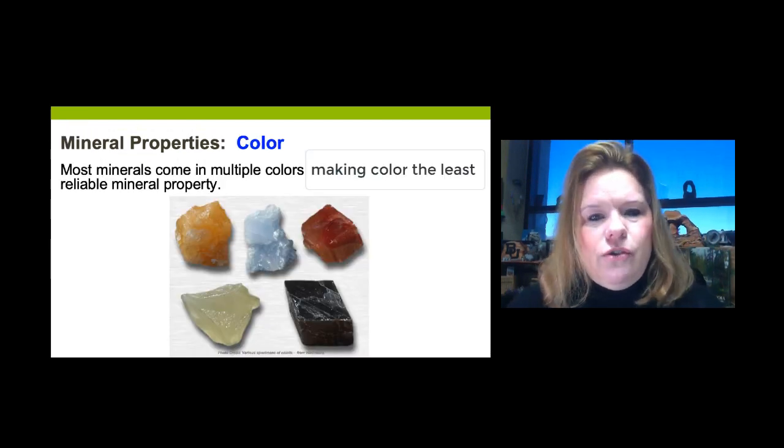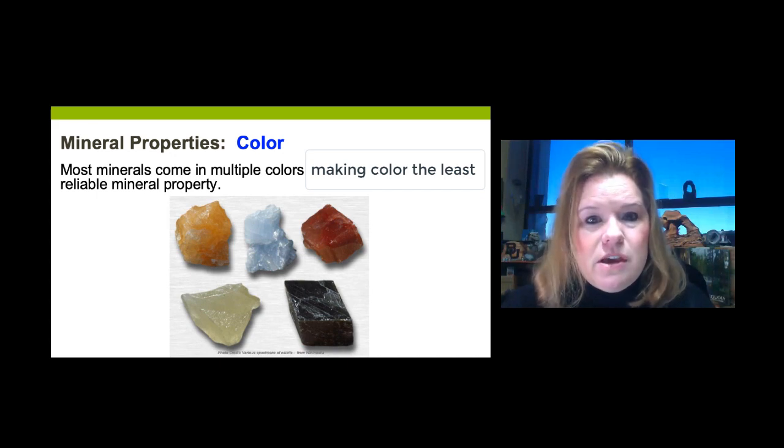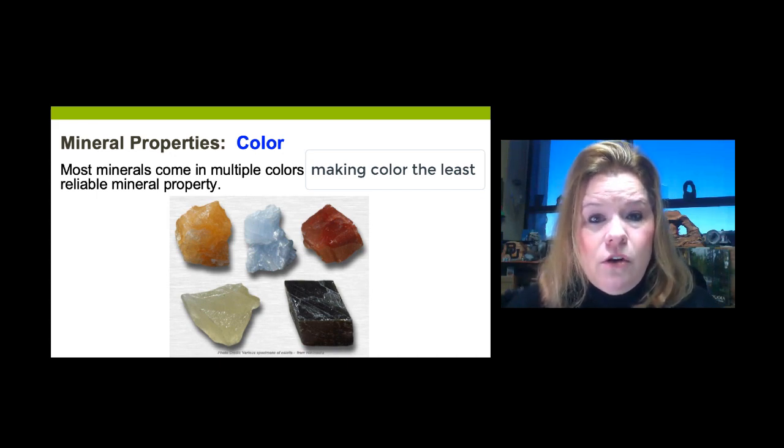Let's talk about color first. That's the first thing people see when they observe and look at minerals.